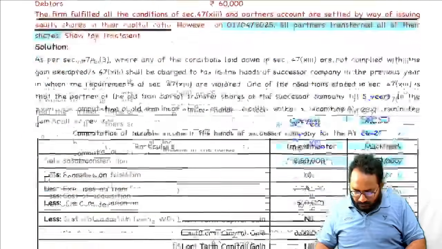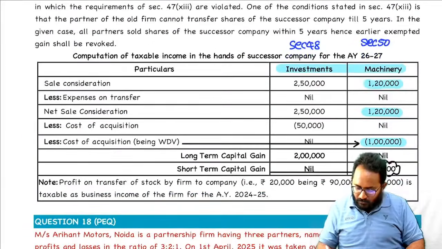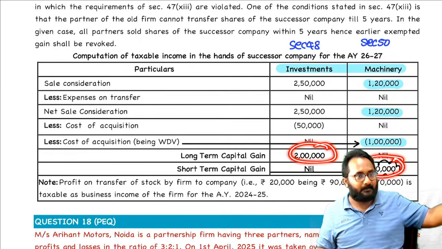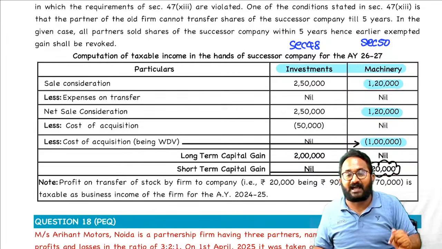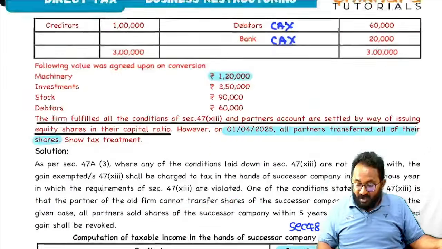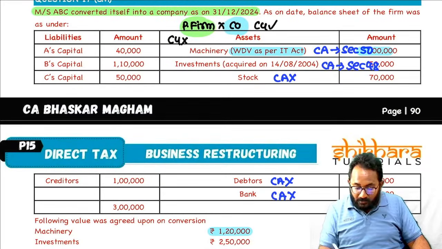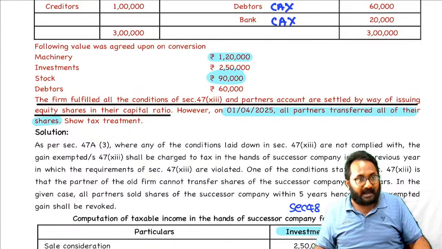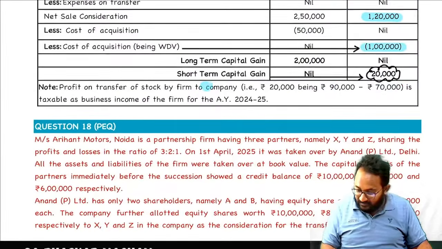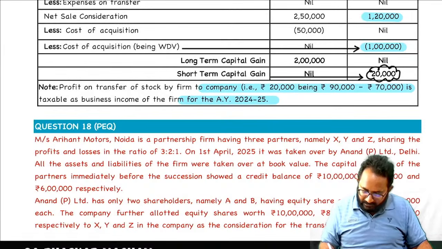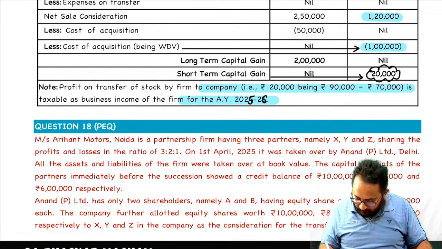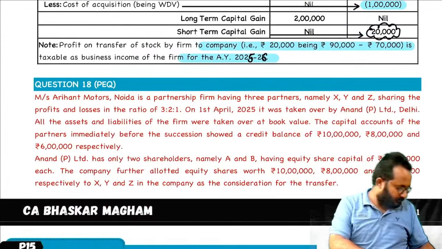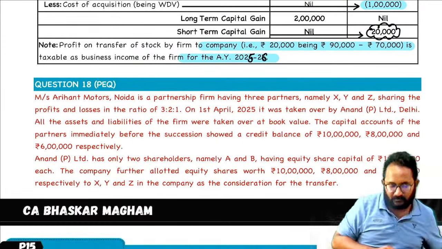Now listen, the capital gain we got now, which was earlier exempted in the hands of the predecessor, we now have to tax in the hands of the successor. But stock, tell me: stock of 70,000 value we transferred to that person for 90,000, that is taxed under which head? PCBP. But it is assessment year 25-26. Please change that if you have.